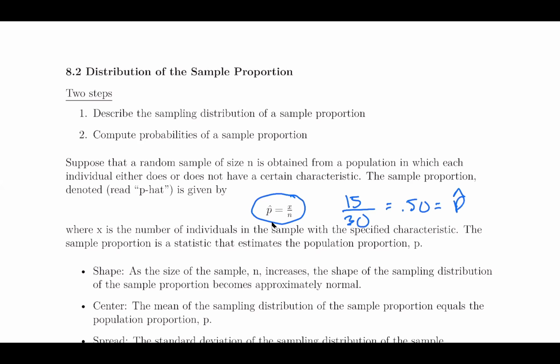So that's how you find p hat. P hat is X, which is how many objects have that characteristic, divided by N, which represents how many total samples you have in your data set. Any question in regard to p hat?